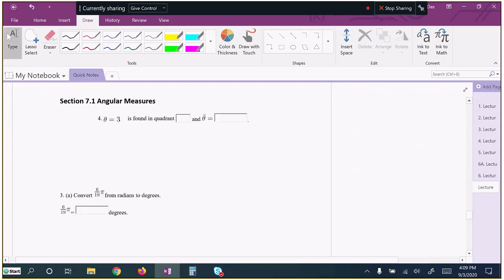The final one in this category is 3. So since I do not see any degree, at once I will understand this is in radian. Now to answer this question, it will be probably, for beginners, easier to change it from radian to degree measure to find the quadrant, the location of the angle. So let's do that.